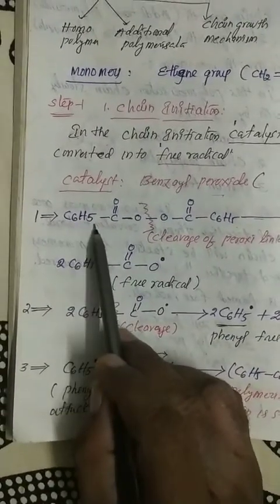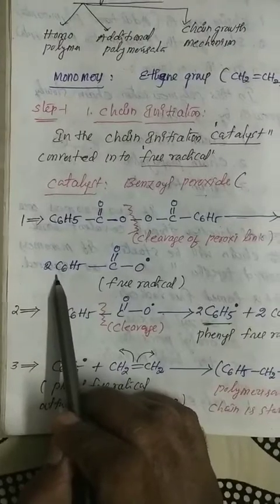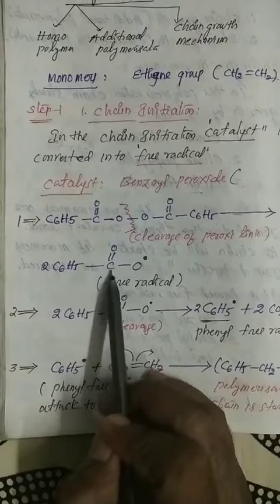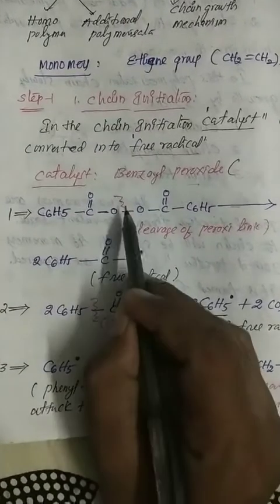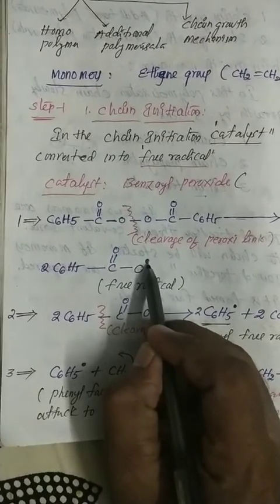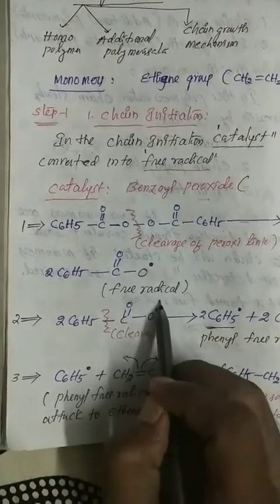See, here C6H5, here C6H5. Now I will represent it as 2 C6H5, then C double bond O, C double bond O and O dot. So here the bond is broken up, so it's called a free radical. This is represented as a radical. So free radicals are formed.